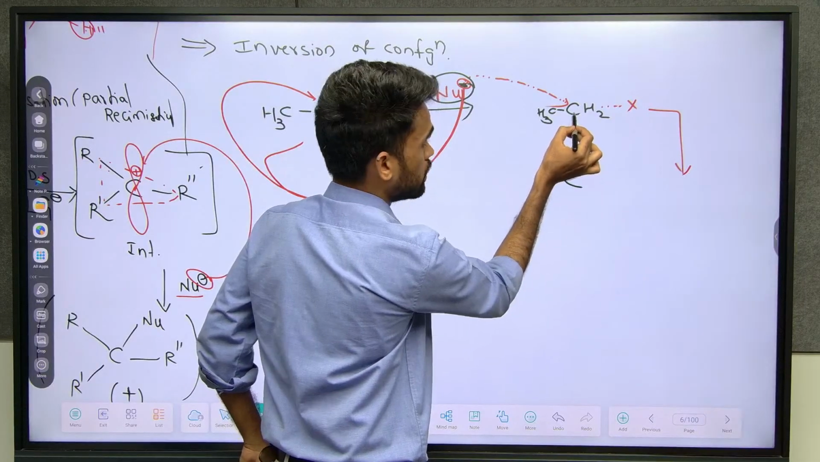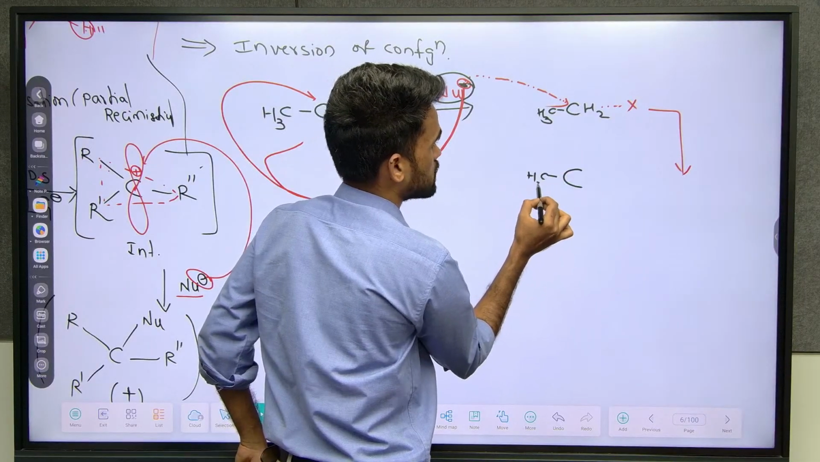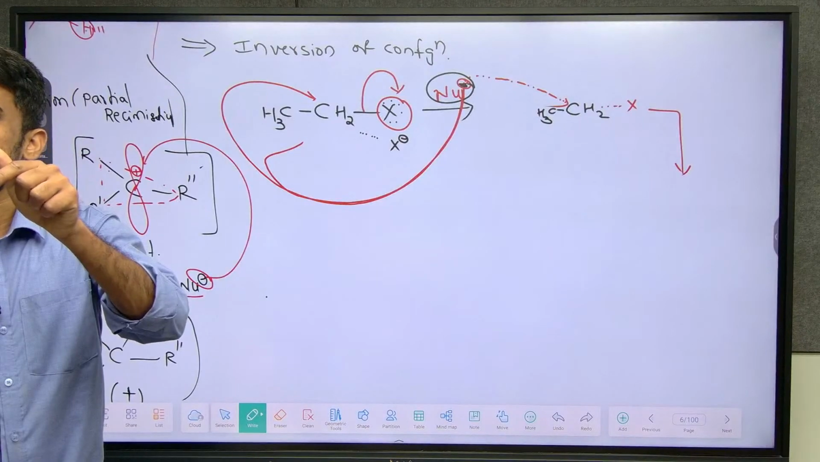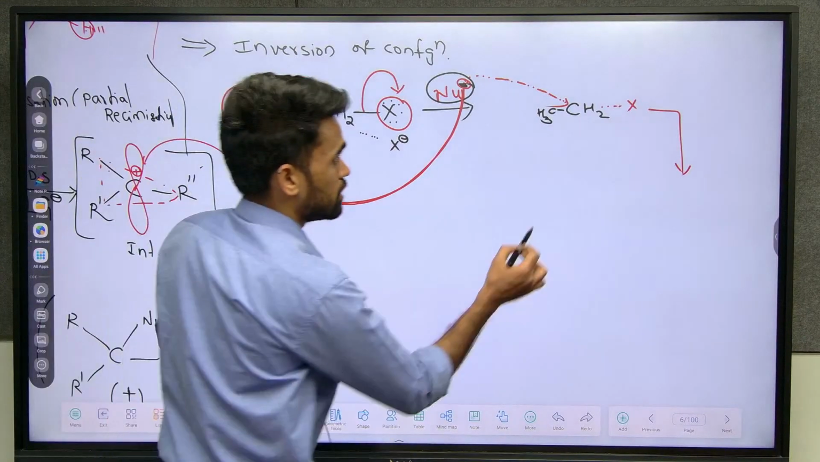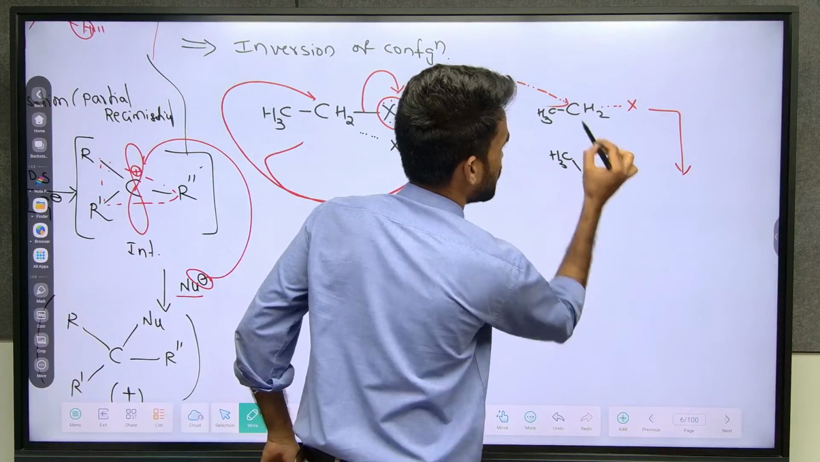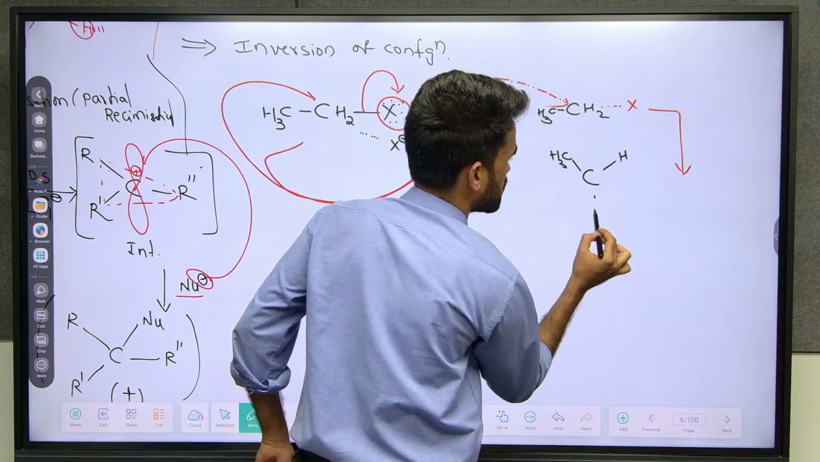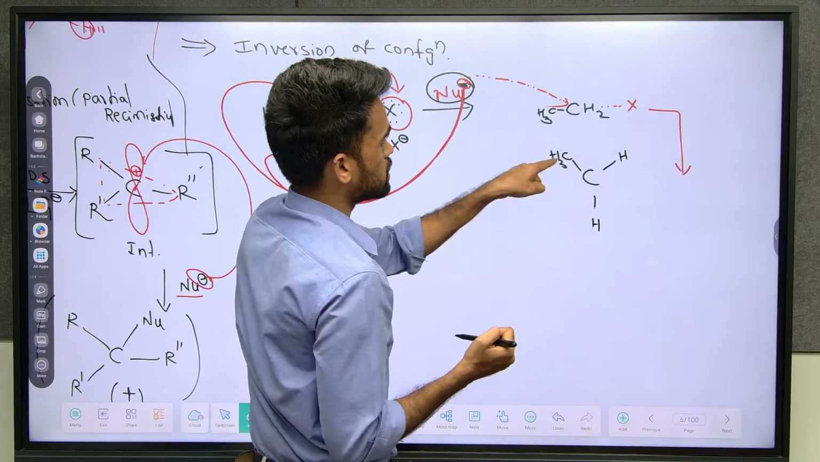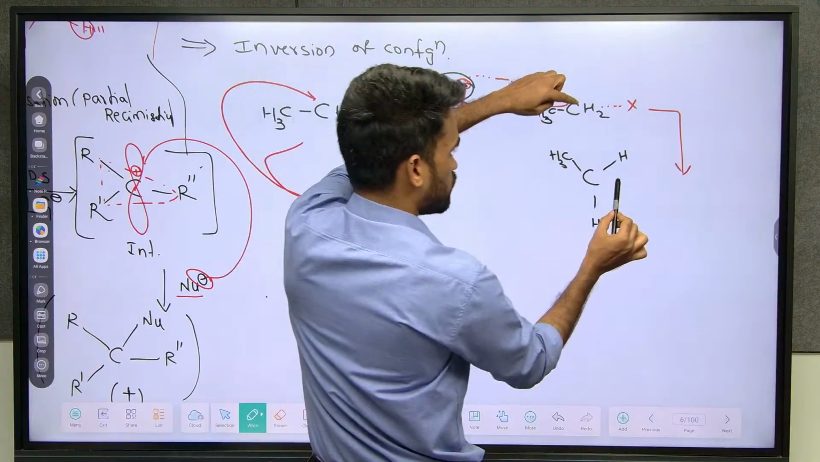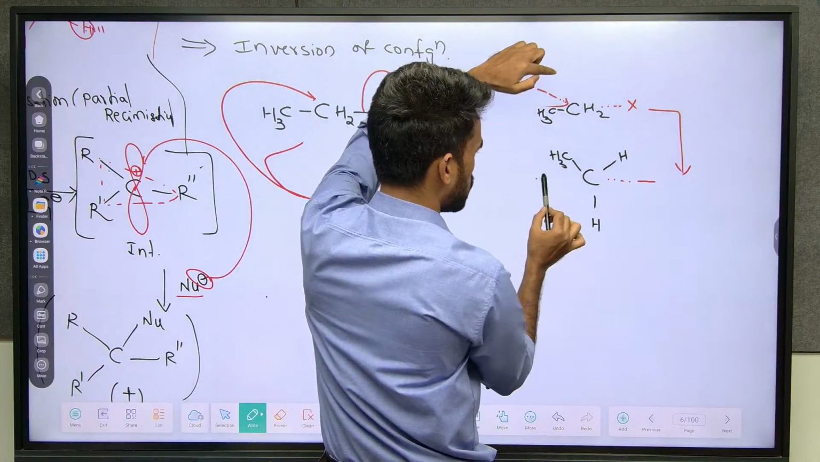Please look at here. One is methyl group, keep as it is. How many? CH3 is there and one hydrogen. Like that, how many hydrogens are there? Two hydrogens, one methyl group is there. These are perfectly bonds represented, and one group is going out, one group is coming in.